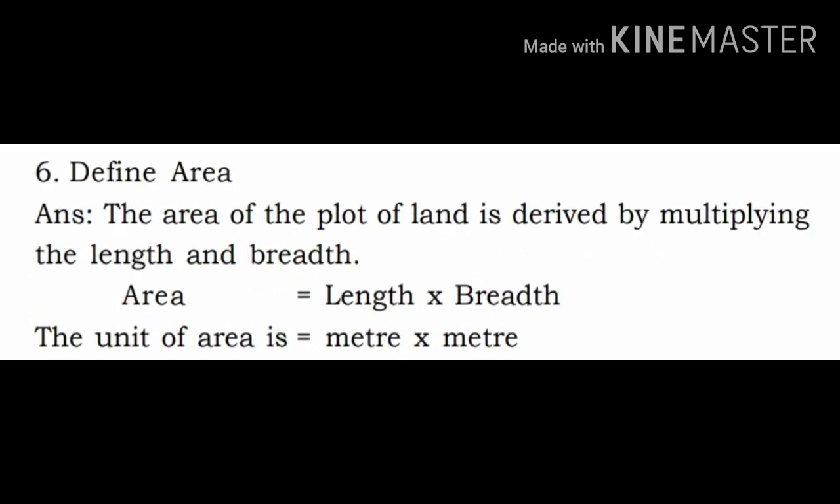Sixth question, define area. What is the definition for area? The area of the plot of land is derived by multiplying the length and the breadth. What is the formula to find out area? Area is equal to length into breadth and the unit is meter into meter or meter square.